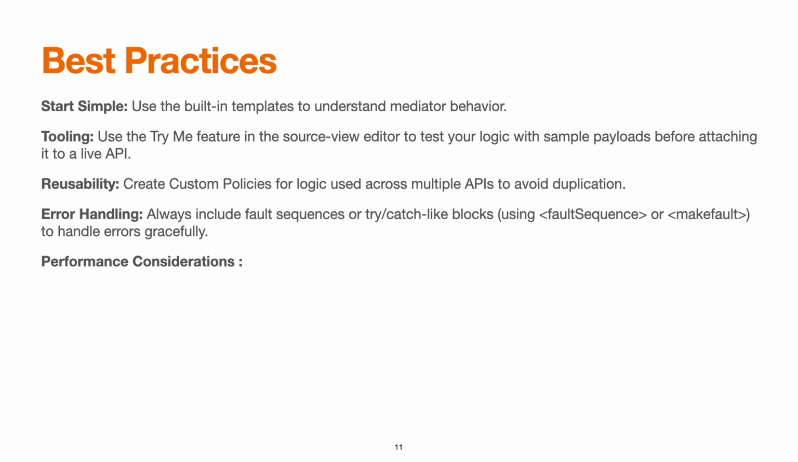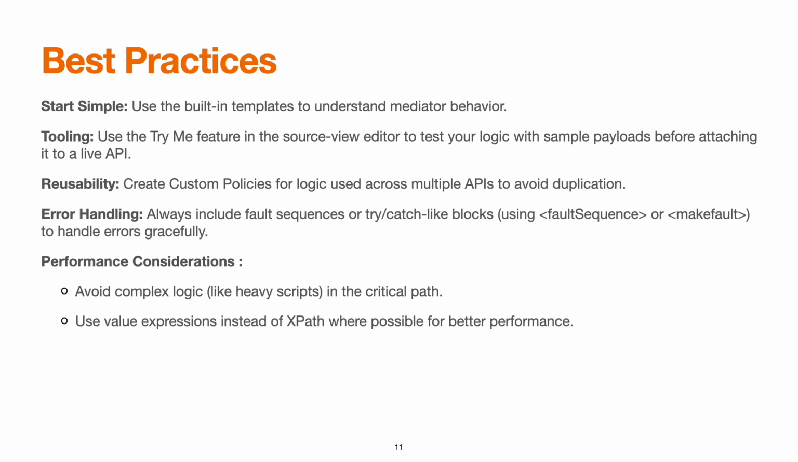Performance is one of the benchmarks set by different organizations in their projects, so be very careful when you apply the policies. Try avoiding complex logic like having scripts in the critical path. Sometimes developers use the script mediator or some custom complex logic there. It will take time to process the request for the end-to-end operation. Irrespective of the backend having processed, your client will face a delay from the gateway end. Try to use the value operation instead of XPath wherever possible for better performance.